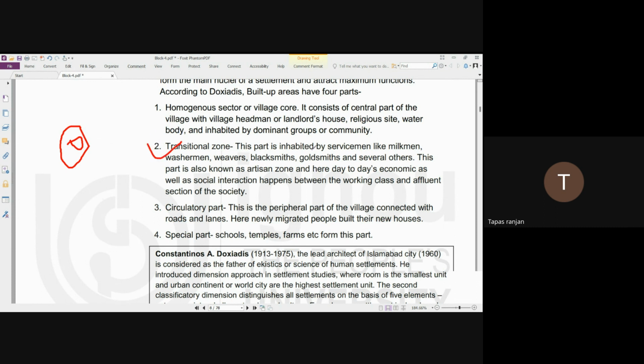The transitional zone is inhabited by servicemen like milkman, washerman, weaver, blacksmith, goldsmith. All these people stay in that transitional zone, which connects the inner core with the outer part. That is the circulatory part. This is the periphery of the village, connected by different roads and lanes, where newly migrated people build their new houses.